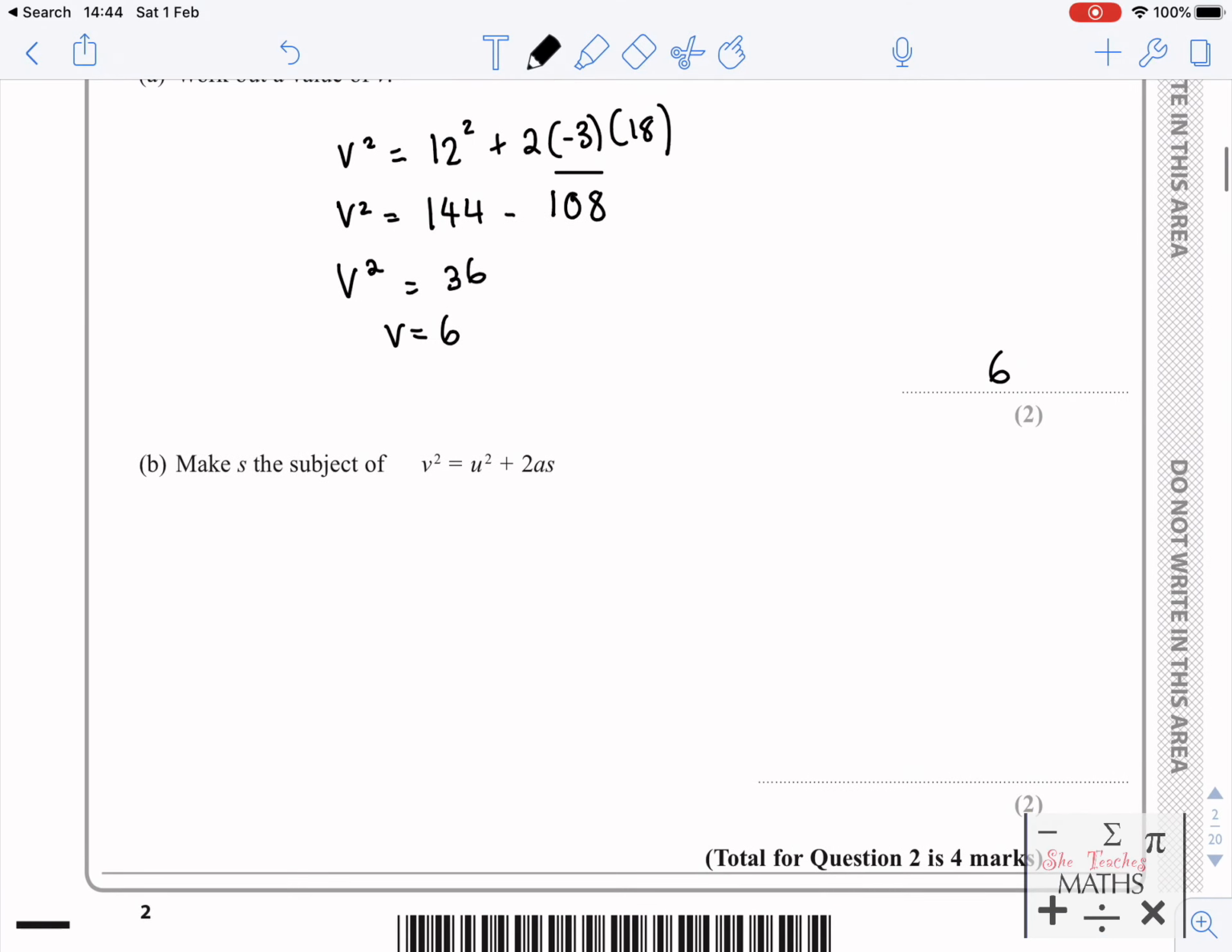Make s the subject of v squared equals u squared plus 2as. So I just write out the formula. I would then take off u squared. I would then divide by 2a. And then you're left with s.